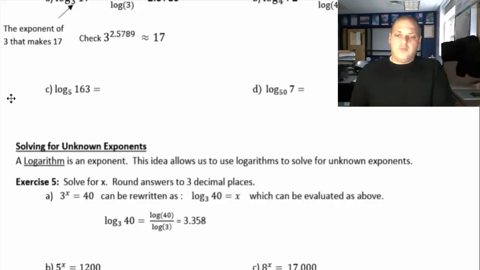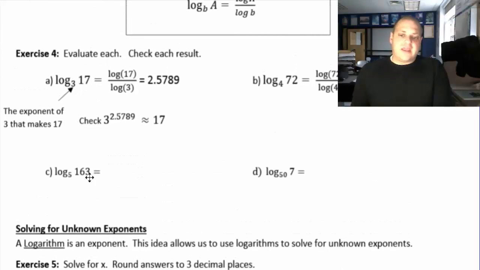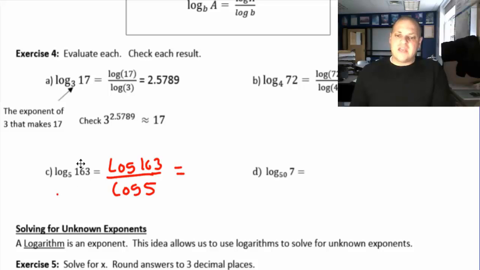Log base 5 of 163, crazy numbers. I can't figure that out in my head because 163 is not a power of 5, so it's going to be some decimal, right? So all you do is log 163 over log 5. This is the change of base formula that allows you to find crazy logs that are not nice numbers. Log 163 divided by log 5, right in your calculator, 3.16. We're going to have to put approximate here, a little squiggly, 3.16.